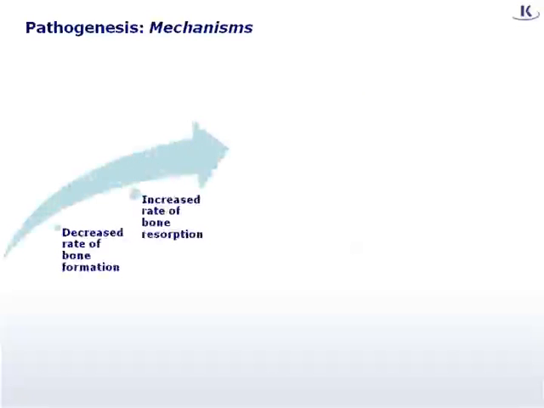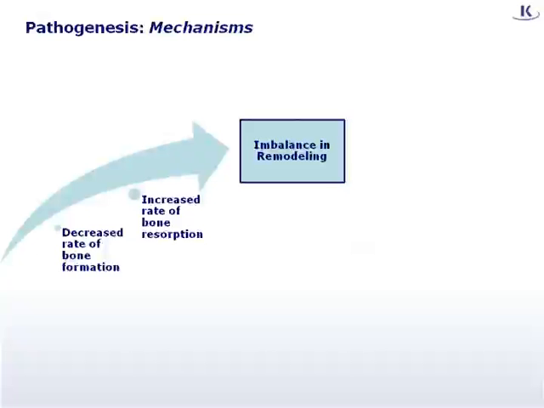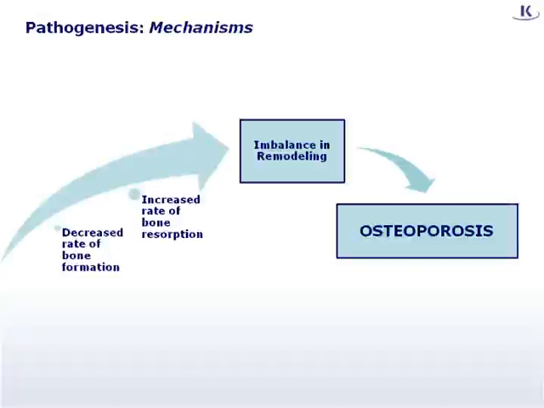Where osteoblasts require months to synthesize bone, osteoclasts require only weeks to resorb it. For this reason, a decreased rate of bone formation or an increased rate of bone resorption causing an imbalance in bone remodeling will ultimately lead to bone loss. Both mechanisms are involved in the development of osteoporosis.